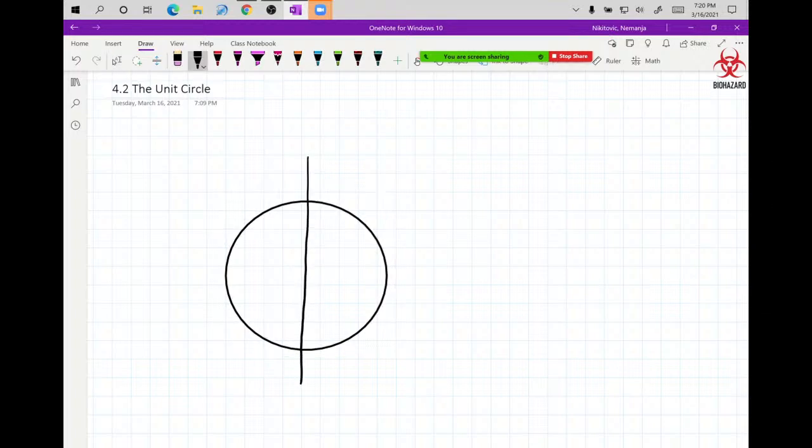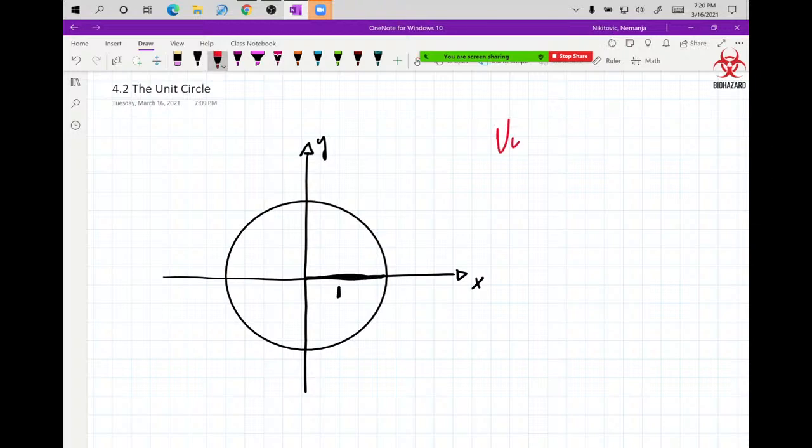So when we draw, and it's hard to draw on this ice pack, when we draw these axes, which are actually your x and y axes, then the radius over here is 1. So the unit circle has radius equal to 1.